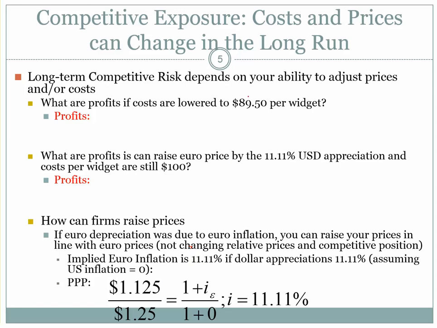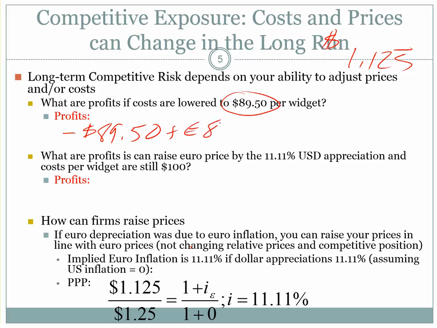So let's say we first can decide to try to lower our cost. So if we take the new world, the new exchange rate of $1.125, and we can lower our cost to $89.50, and still quote 84 euros per widget at $1.125.